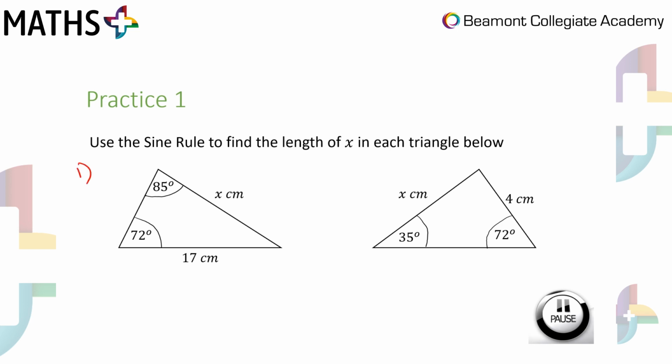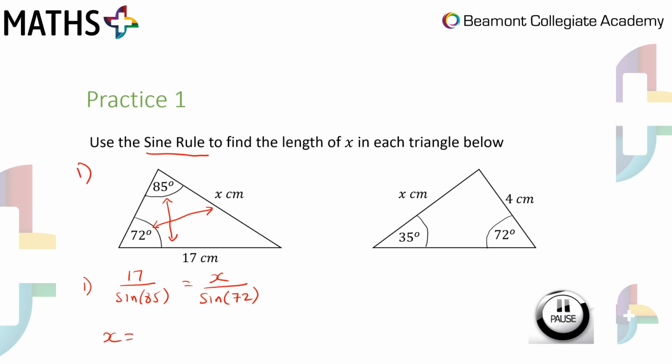Okay, hopefully then you've had a go at those questions. So the important thing is not just being able to answer the question, but also knowing why we are using the sine rule. So we're using the sine rule here because we've got an opposite pair. The 17 is paired with the 85. X is paired with 72. So the sine rule says that 17 over sine 85 is equal to x over sine 72.